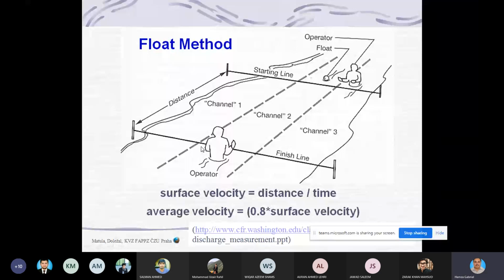So this float method is clear. You might have studied this in applied hydrology as well, so this will be a repetition for you.